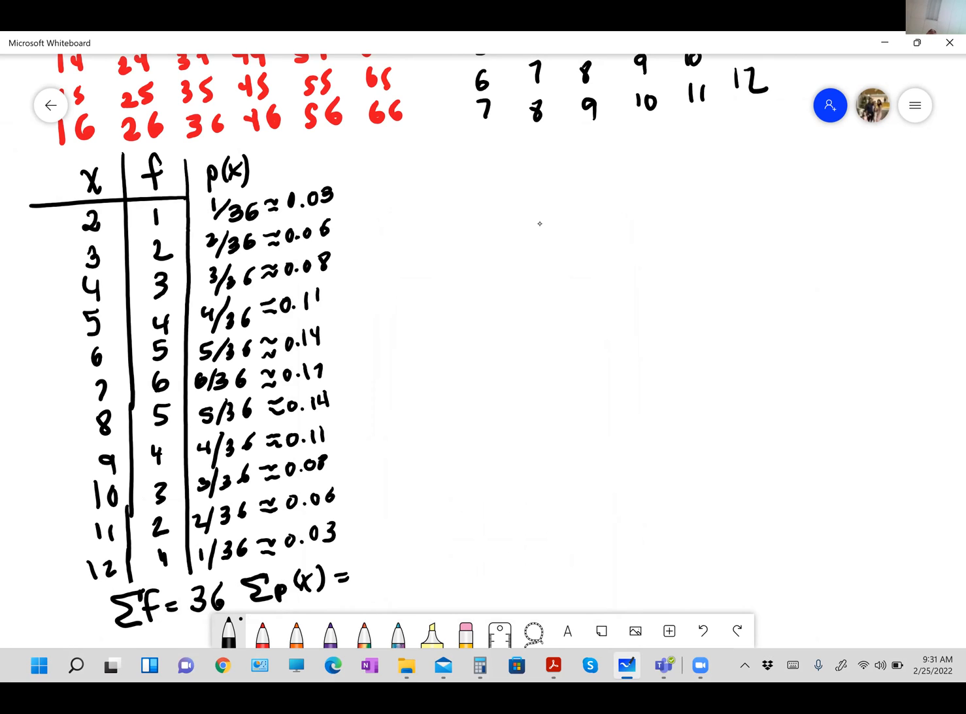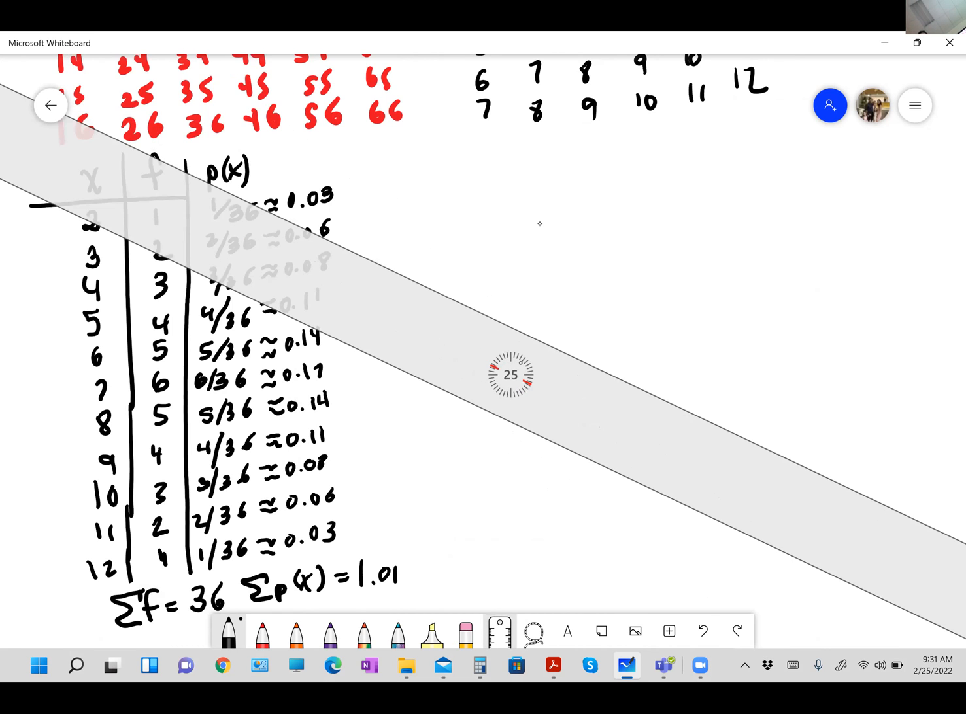Yeah, the problems are not exactly challenging, but if you don't know where to start, then it's a problem. 1.01, I'm fine with that. But are we done with the question? Did we create our bar chart? The answer is no. So let's go ahead and do it.